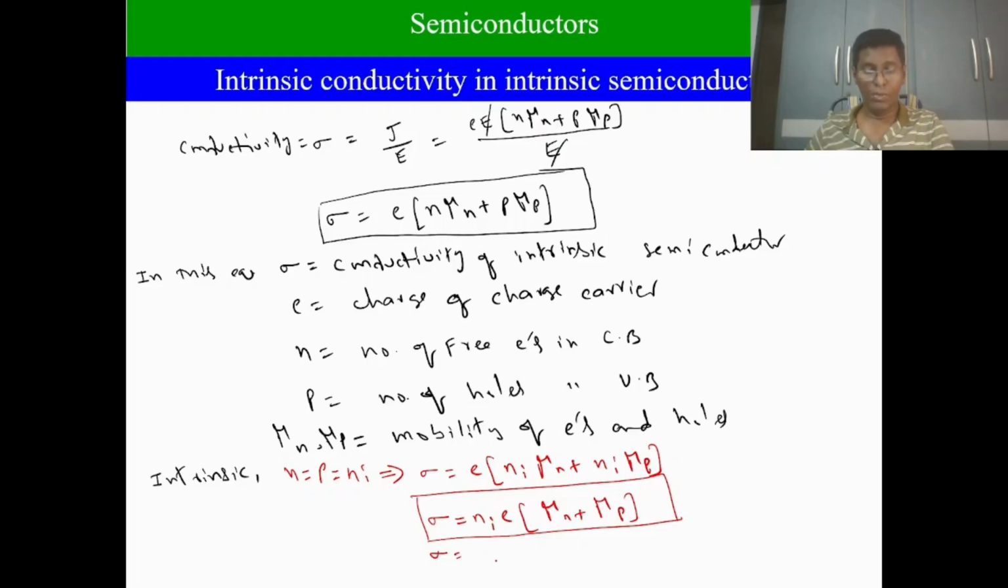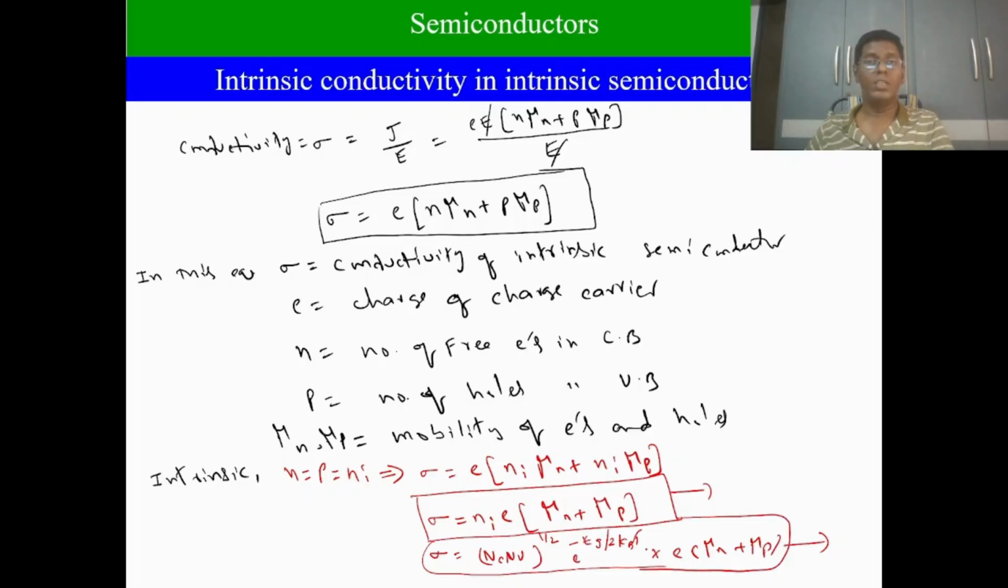I am substituting that equation here. Ni is equal to (Nc into Nv) whole power 1 by 2, e power of minus Eg divided by kBT, into what are the remaining terms? e into (mu n plus mu p). You can write either this equation or this equation. Both are equations for the conductivity of an intrinsic semiconductor. This is about intrinsic conductivity in the case of an intrinsic semiconductor.